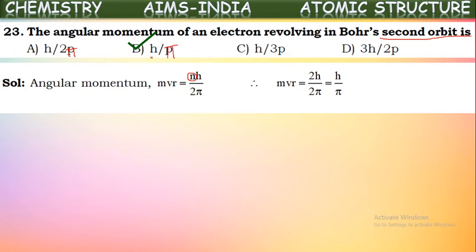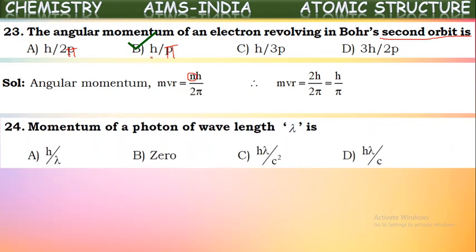Because the formula to calculate angular momentum is mvr is equal to nh by 2 pi, where n represents the number of the orbit. As they mentioned in the question, second orbit, we substitute 2 in the place of n, and we get the angular momentum value totally as h by pi.